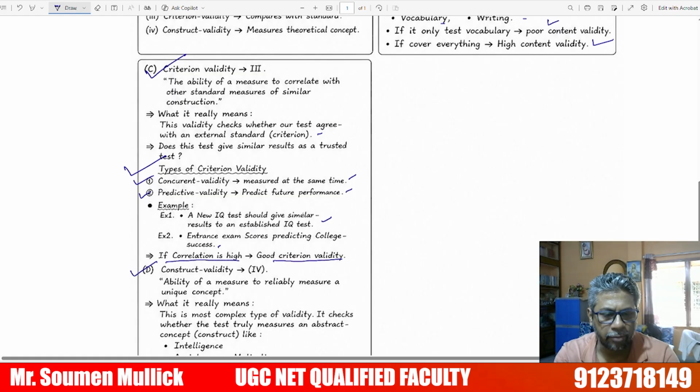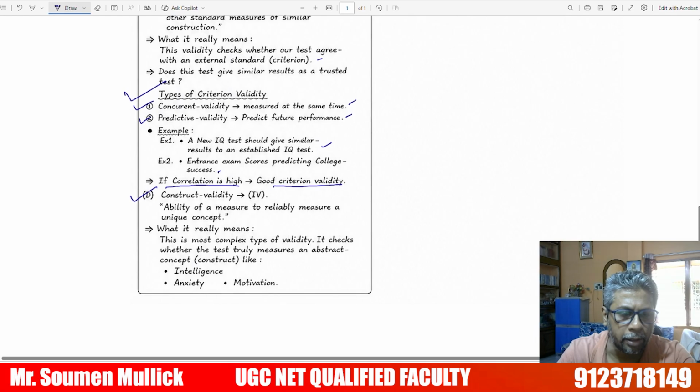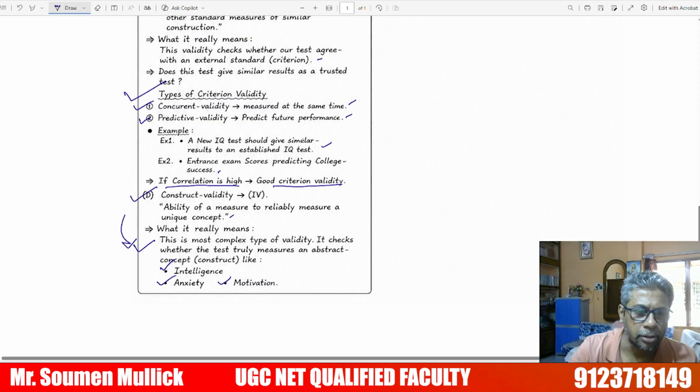What is construct validity? The ability of a measure to reliably measure a unique concept. What does it really mean? This is the most complex type of validity. It checks whether a test truly measures an abstract concept. Intelligence, anxiety, motivation are related to construct validity.